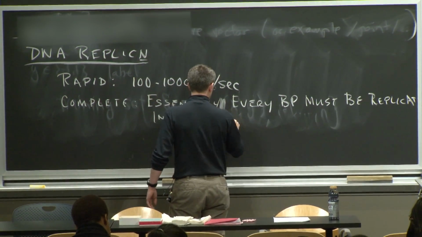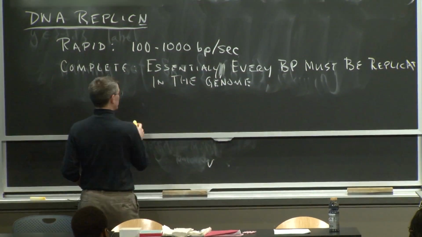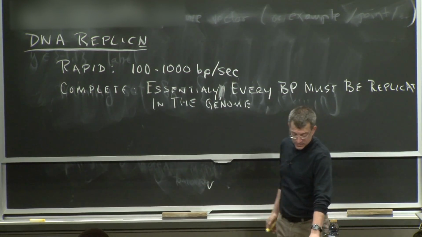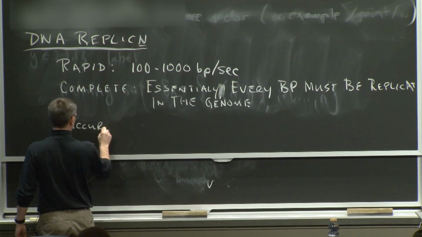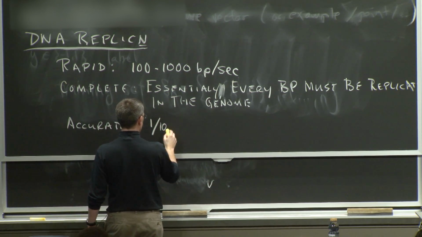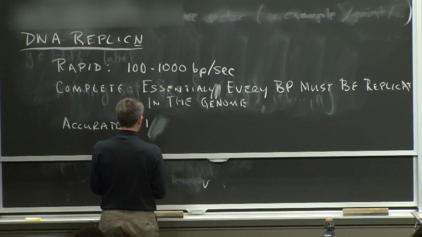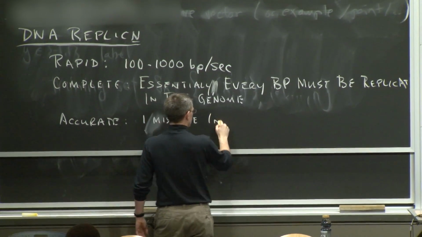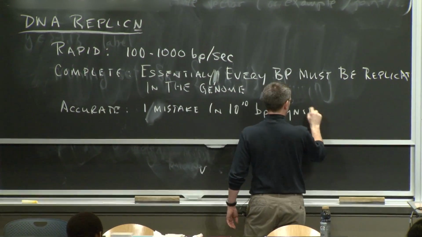Okay? We'll talk about telomere replication at some point. That's one example where not every base pair is replicated. And the final thing is it's extremely accurate. Typically, the replication machinery makes one mistake in every 10 to the 10th base pairs synthesized.